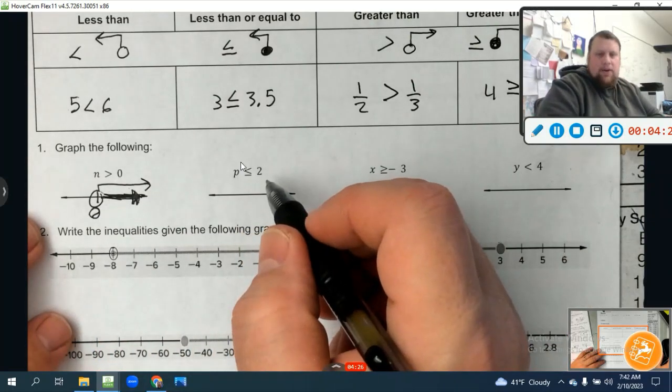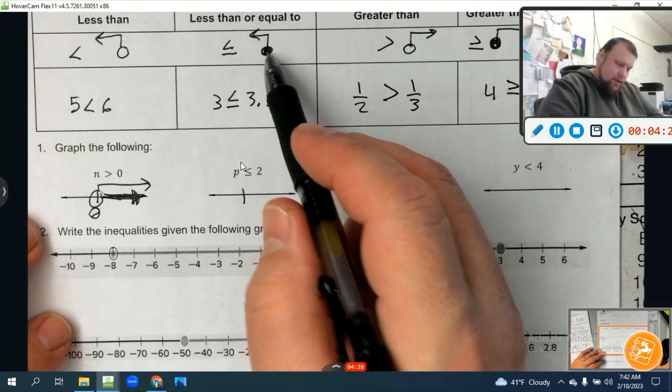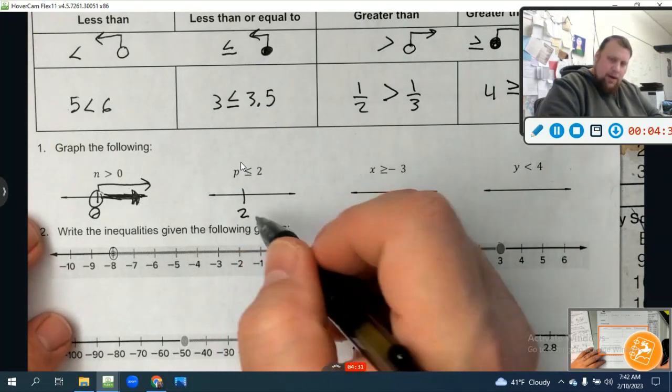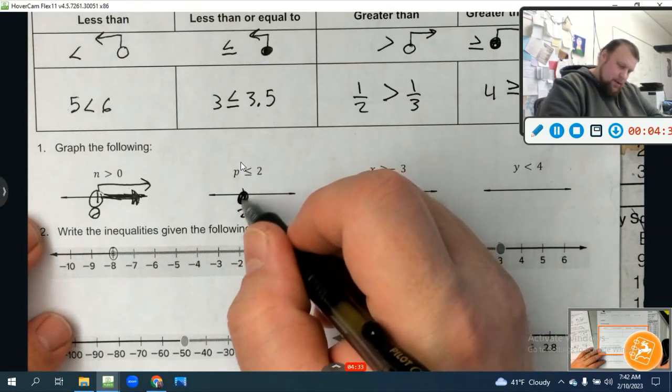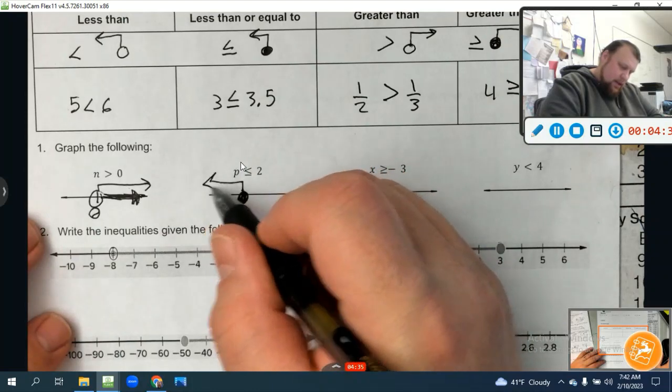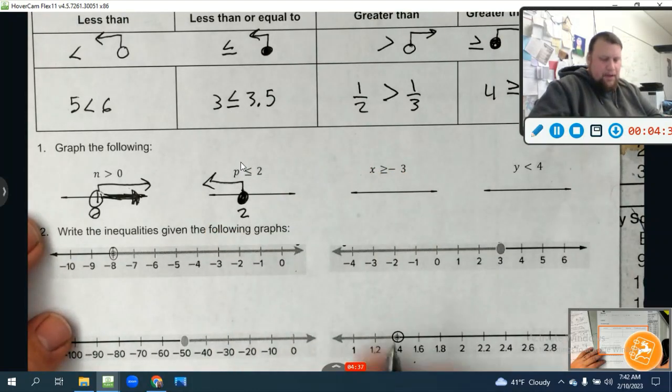P is less than or equal to 2. All right, less than or equal to is a closed dot. The only point we care about is 2. And to the left is less than. Take a minute, see if you can grasp these two. Ready, set, go.